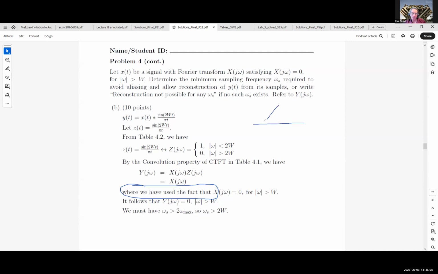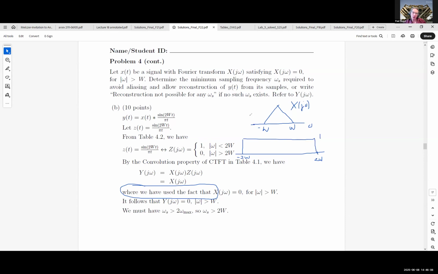Yeah, so x of j omega looked like this. Right? This is our x of j omega, because it was 0 for frequencies larger than w in magnitude. So it looks something like this. Z, we said, looked like this. From minus 2w to 2w, it was equal to 1, like this.